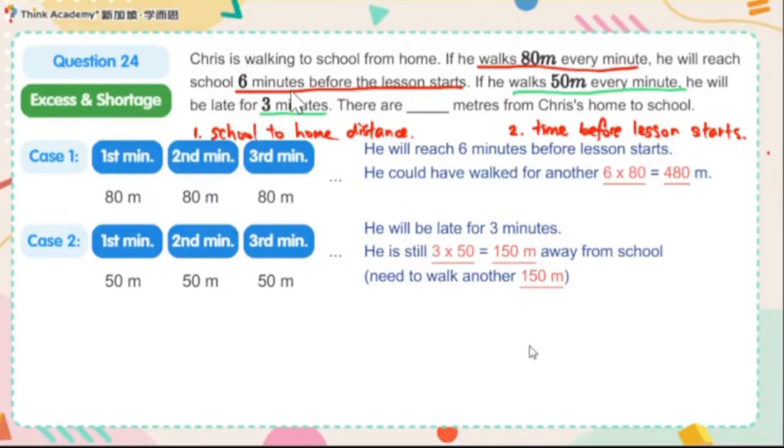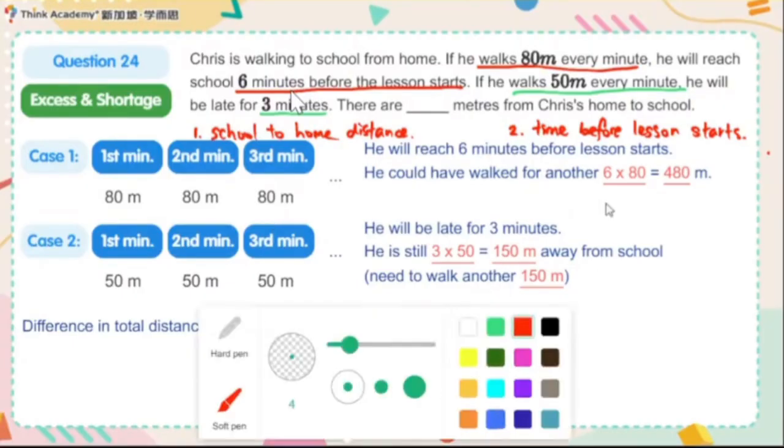So in these two scenarios, the total distance that he has walked is different. And what is the difference? This is an important step. If you have to take away something from this question, it will be how to find the difference in this case. In one case, I walk an extra 480 meters beyond school. In the other case, I am still 150 meters away from school.